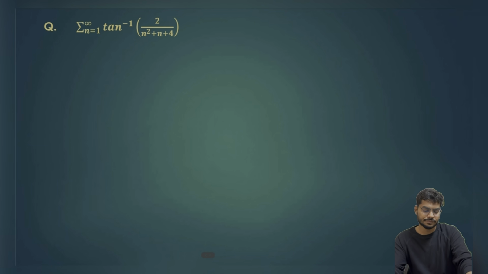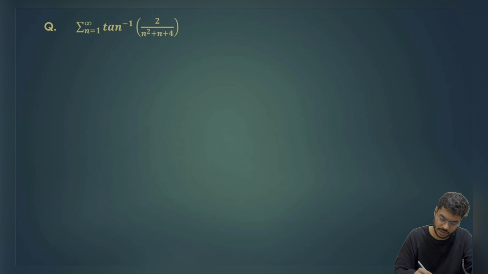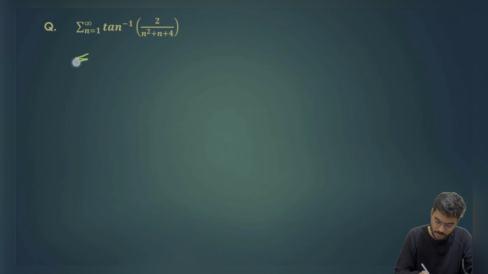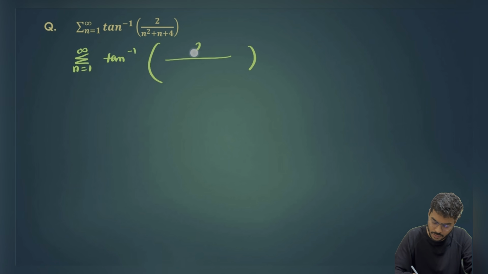Moving on to the next question, which is 2 upon n square plus n plus 4. How to solve this problem? Same thing. I have to think how to convert the denominator into the format of 1 plus ab. If you are able to think, the question will be very simple. Summation of n equal to 1 to infinity tan inverse, it is nothing but 2 upon n square plus n plus 4.